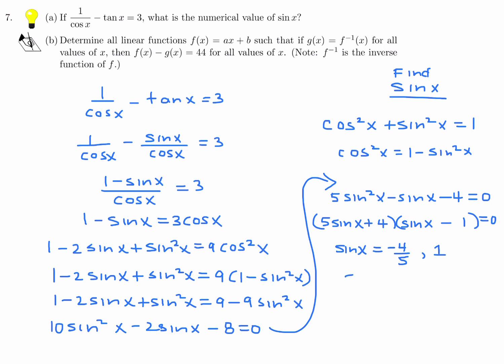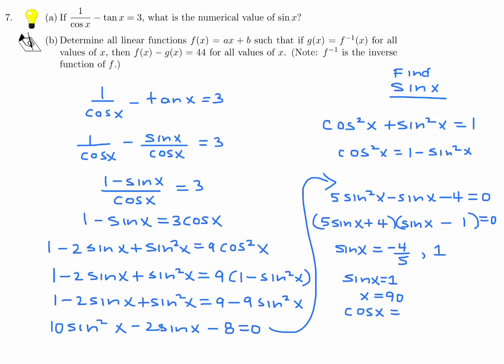If the sine of x is equal to 1, that would mean that x is equal to 90, and therefore the cos of x would be 0. But the cos of x is in the denominator in our original expression, so that's not possible. We can't have a 0 in the denominator. It would make it undefined. So this scenario is no good.